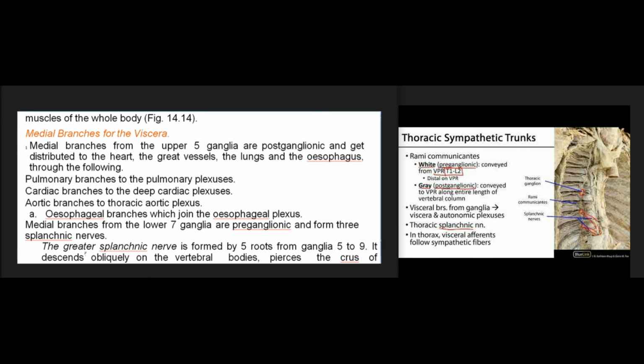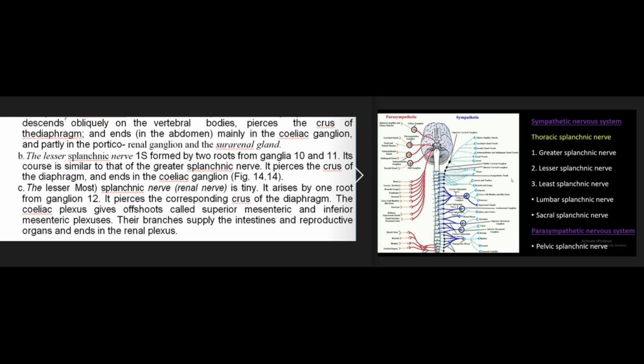Medial branches from the lower 7 ganglia are preganglionic and form 3 splanchnic nerves. The greater splanchnic nerve is formed by 5 roots from ganglia 5 to 9. It descends obliquely on the vertebral bodies, pierces the crus of the diaphragm, and ends, in the abdomen, mainly in the coeliac ganglion, and partly in the aorticorenal ganglion and the suprarenal gland.